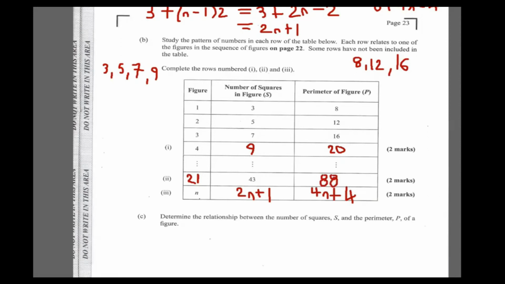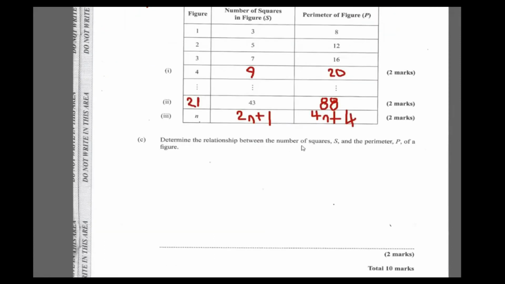Let's look at the next part of the question. It says, determine the relationship between the number of squares and the perimeter. So write the perimeter in terms of the number of squares. Let's deduce that, because we notice when you have 3 squares the perimeter is 8, and when you have 5, it goes up by 4. I want to use this formula right here to determine the relationship between them.